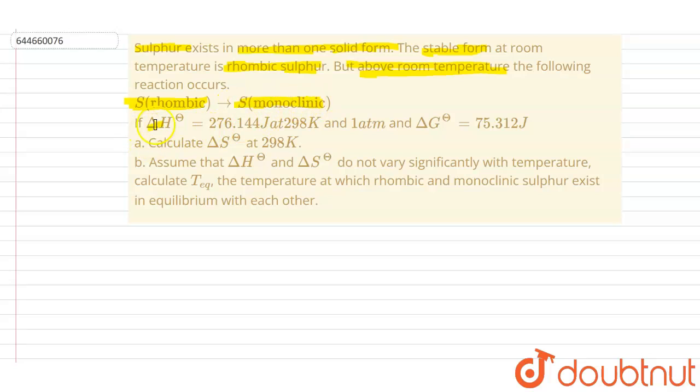If delta H, that is the change in enthalpy, is 276.144 joule at 298 Kelvin and 1 atmospheric pressure, and the change in Gibbs free energy is 75.312 joule, calculate the entropy change at 298 Kelvin. That is the first part. For the second part, assume that enthalpy change and entropy change do not vary significantly with temperature. Calculate the equilibrium temperature, the temperature at which rhombic and monoclinic sulfur exist in equilibrium with each other.